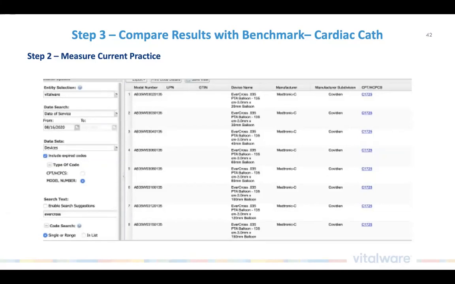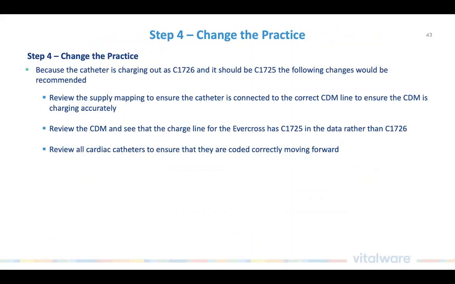If you have Vital knowledge, you can go right there and look up your devices by just going over to VitalWare or your entity and selecting devices. And then you see that every single Evercross balloon in the Cath lab is C1725, not C1726. So you change the practice. Because it should be 1725, you review the supply mapping to ensure the catheter's connected, review the CDM and see that the Evercross really has C1725 on it, and then you better review all catheters in that section to make sure they're moving forward, because you found one issue, is that going across all the Evercross balloons.